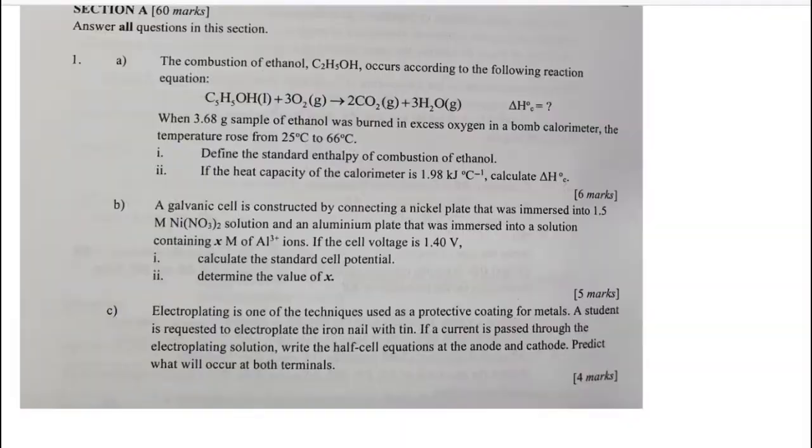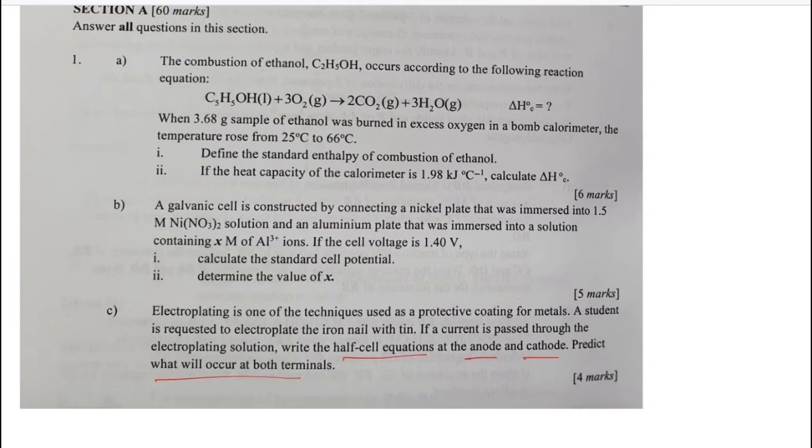Now we look at question 1C. Electroplating is one of the techniques used as protective coating for metals. A student is requested to electroplate the iron nail with tin. If a current is passed through the electroplating solution, write the half equations at anode and cathode. So for the first part, they want us to write the half equations at anode and cathode. And then they ask us to predict what happened at both terminals. It's like observation over there. We should state the observations, what happened at anode and cathode.